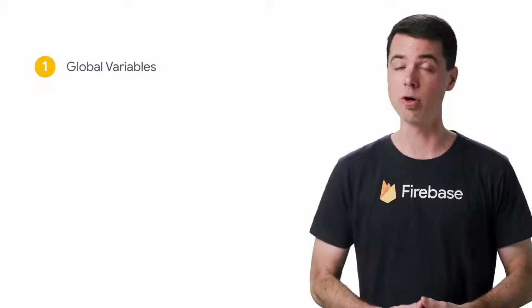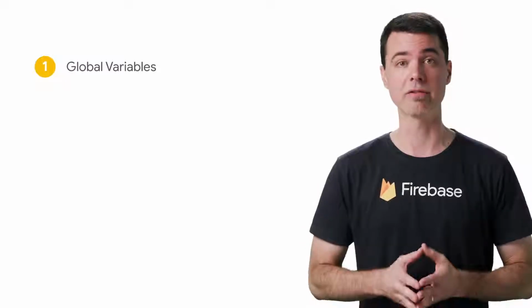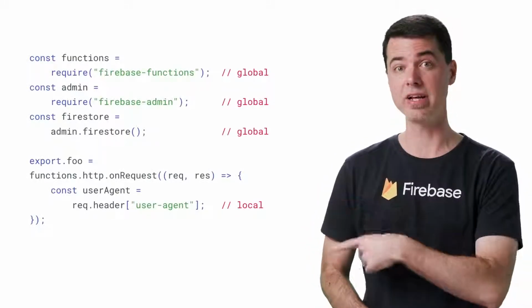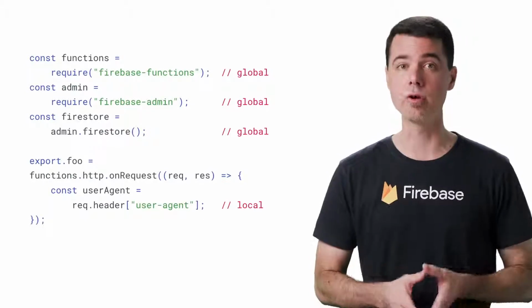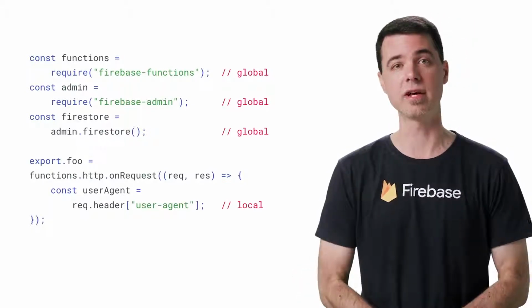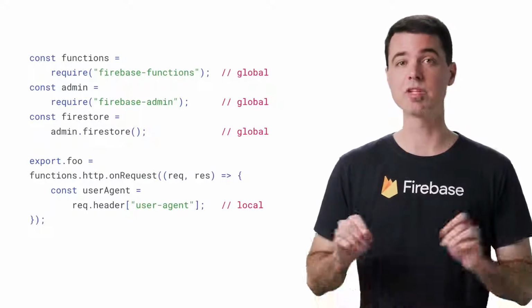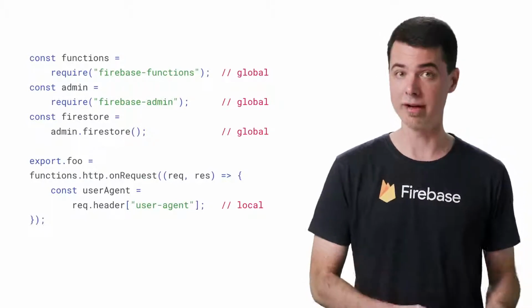Well, there's two things that could cause problems for you, and those are global variables and temporary disk space. Both useful, but both dangerous if misused. First, global variables. The thing that may not be obvious is that all the variables you declare at the global scope retain their values between each function invocation on a particular server instance. When I say global scope, I mean everything declared at the top level in every JavaScript module that's loaded by your function. So, in this JavaScript function here, the Firebase SDKs are both held globally, as well as a reference to the Firestore SDK. Inside the function, the request and response objects, as well as user agent, are not.